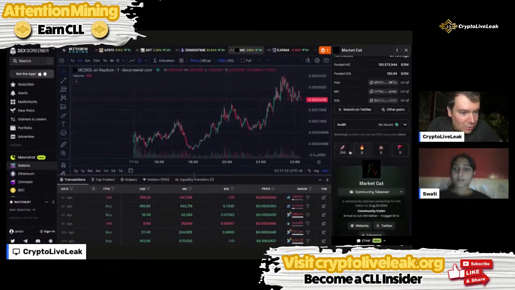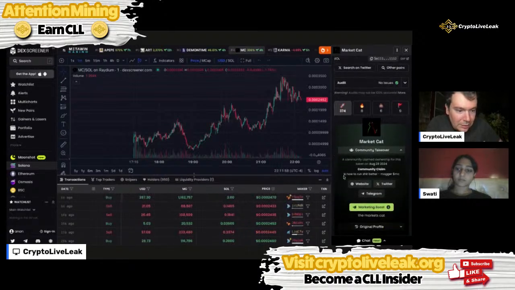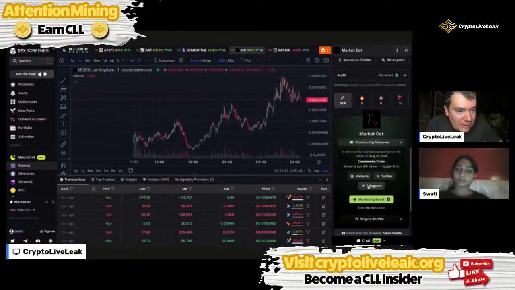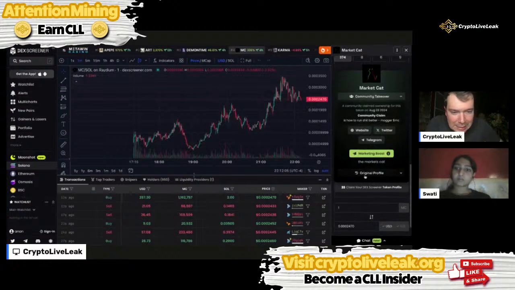Let's keep going through here and show you what other features this right-hand toolbar has. So these are little emojis that users can click on. I believe this is not even based on your IP address. So if you had an incognito mode, you could keep going to different browser instances and keep adding rocket emojis or fire emojis to make this look more desirable to someone, if you were the project owner, for example. Down further, you see more website listed, community claim. This token was created on August 28th.